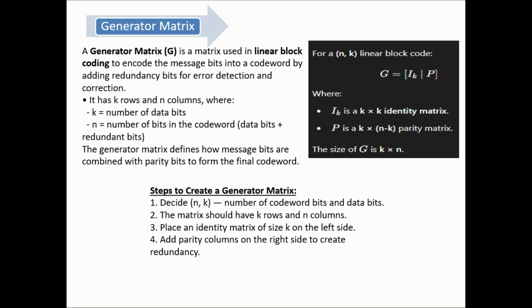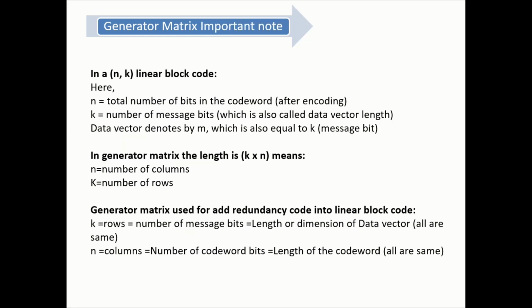Always write the rows first and then the columns. Place an identity matrix of size k on the left side and parity columns on the right side to create redundancy. All these steps we will see in the next video. Now here you can clear all your doubts: what is k, what is n, everything.